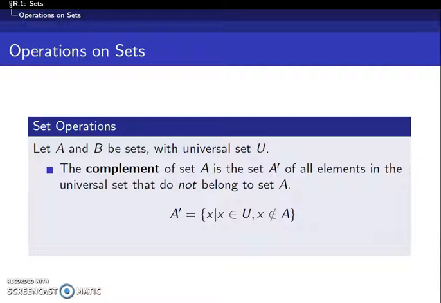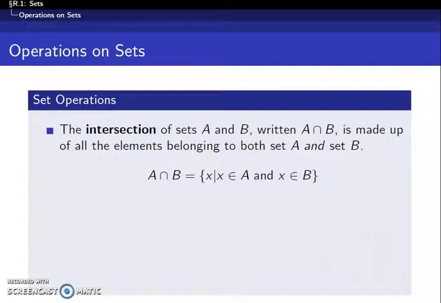And then the leftovers, that's what's going to be the complement of that set. The intersection of sets A and B, written A and then this upside down U, that stands for intersection. So A intersected with B is made up of all the elements belonging to both set A and set B. So if you have something that's in both set A and also in set B, then it's going to be in the intersection of the two sets.